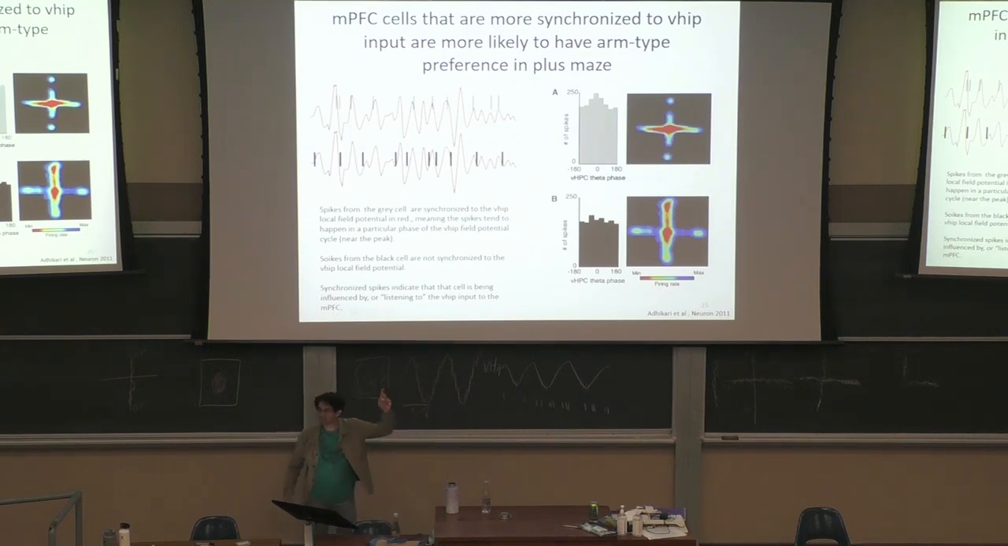And then the second result, which is the more interesting one, is that individual cells in the MPFC that were better at contextually separating the safe versus aversive part of the environment, those cells were more phase locked to the hippocampal oscillation. So there's two different kinds of synchronies.